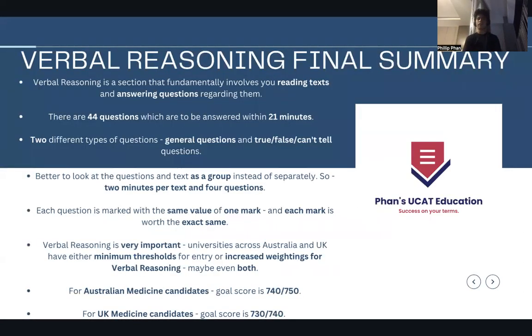Okay, so let's give a quick final summary of everything that's been taught today. Verbal reasoning is a section that fundamentally involves you reading text and answering questions regarding them. 44 questions to be answered in 21 minutes. 2 different types of questions, general questions and true, false, can't tell questions. It's important as well to consider the questions and text as a group rather than separately. So you consider it as 2 minutes per text and 4 questions as a combo.